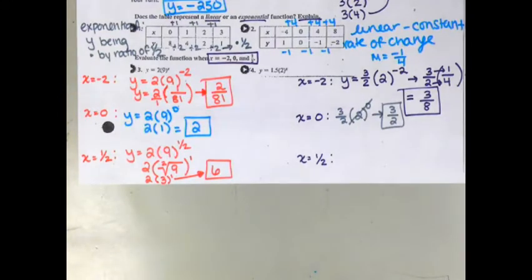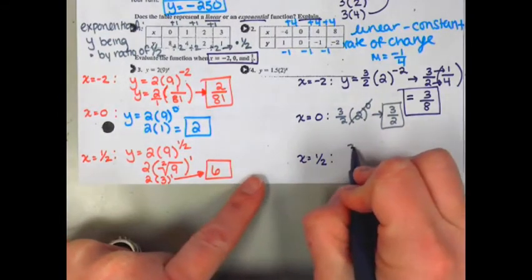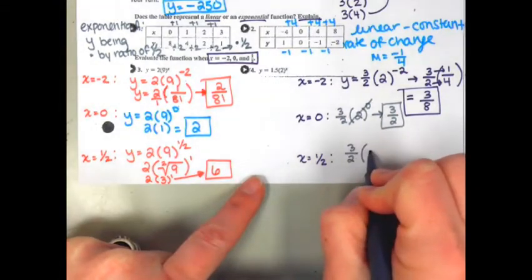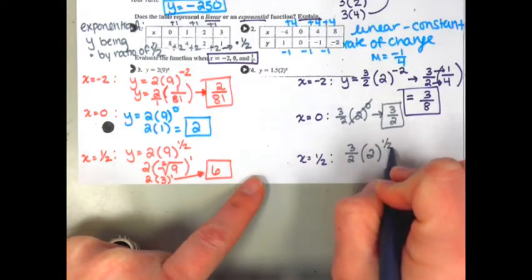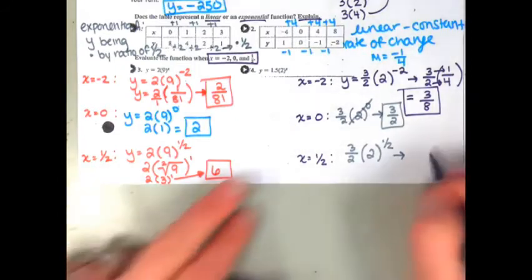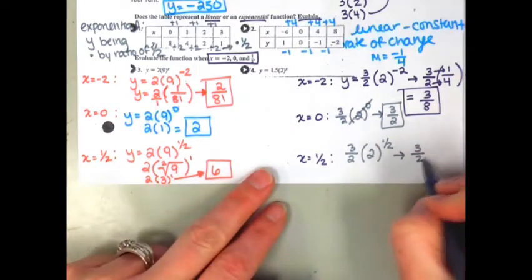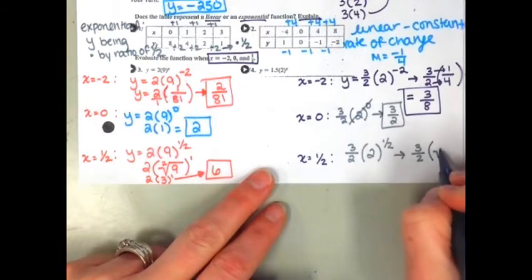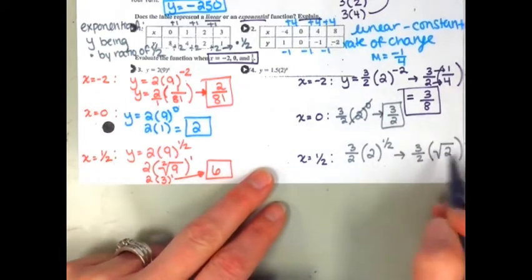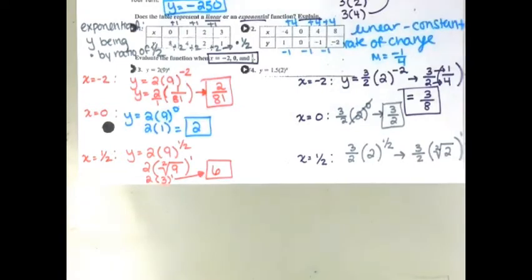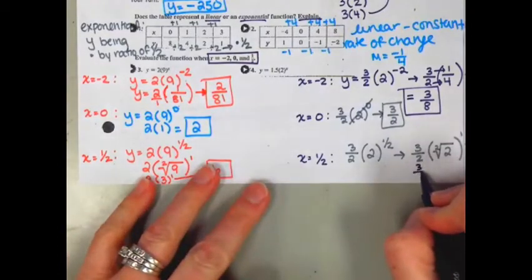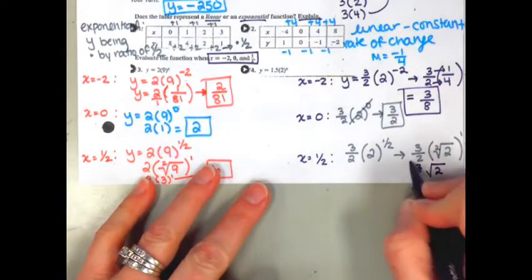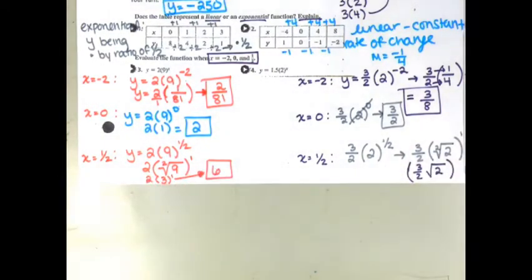All right, 1/2. 3/2 times 2 to the 1/2 power. What root of 2 am I taking? The second power, right? Let me ask you, can I take the square root of 2? No, I can't. So guess what? I'm just going to leave this as the square root of 2. And there you go. I didn't mean to do that. It just happened.